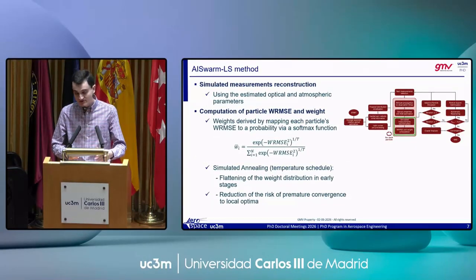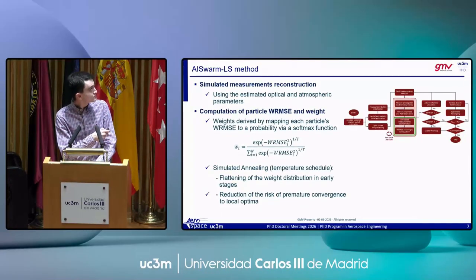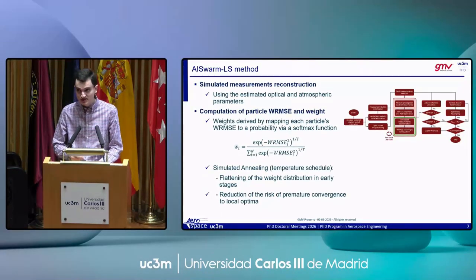Then we need to reconstruct the simulated observation with the previously computed parameters in order to get the particle quality metrics. And you can see there the particle weight has a temperature schedule, this exponent, in order to flatten the weight distribution in the early iterations of the method to avoid the risk of convergence to local optima.